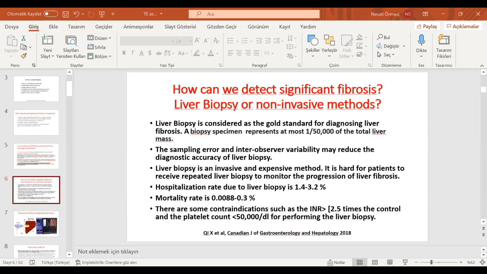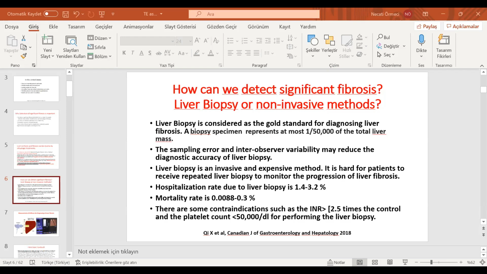So how can we detect the significant fibrosis? Shall we do liver biopsy or non-invasive methods? Liver biopsy is considered the gold standard for diagnosing liver fibrosis. But recently, these ideas and consensus reports have begun to change because of stiffness measurement. A biopsy specimen represents at most one fifty-thousandth of the total liver mass. Sampling error and inter-observer variability may reduce the diagnostic accuracy of liver biopsy.